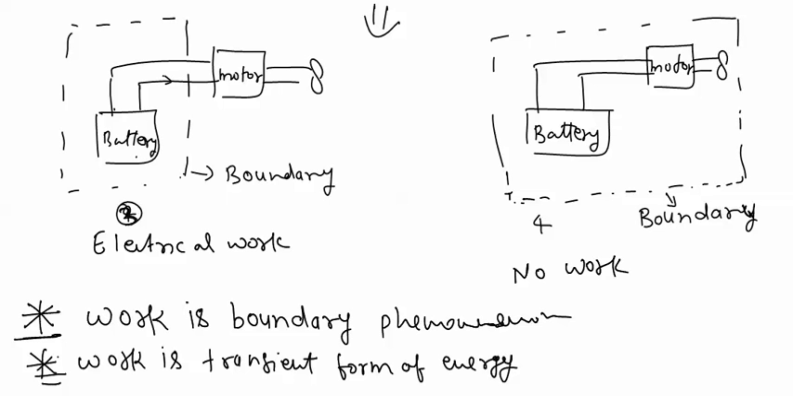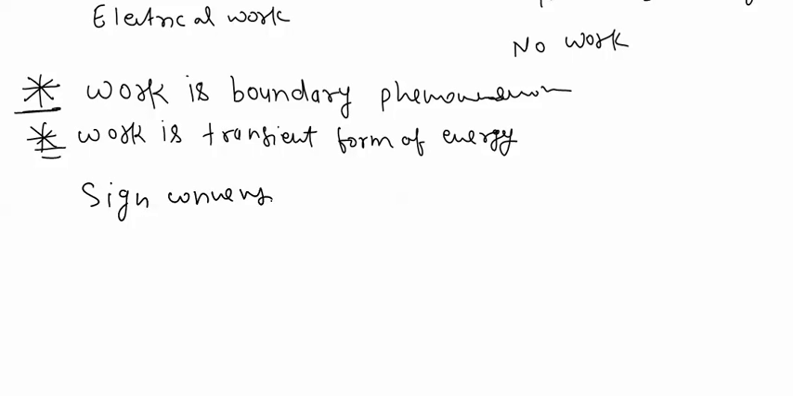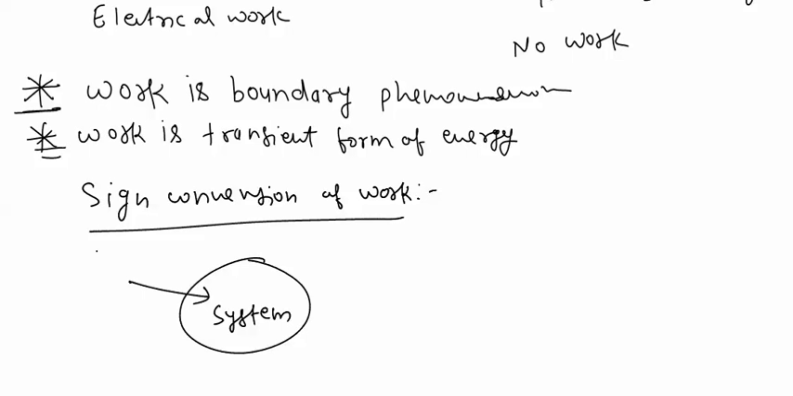Then the sign convention. Sign convention of work. If work is done on the system, that is called work input. For example, in the refrigerator, it is considered as negative work. If the work is done by the system, that is your work output. For example, in the turbine, or any IC engine, it is considered as work output, or positive work.